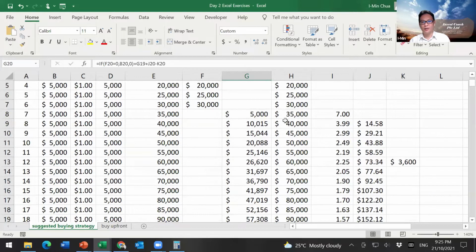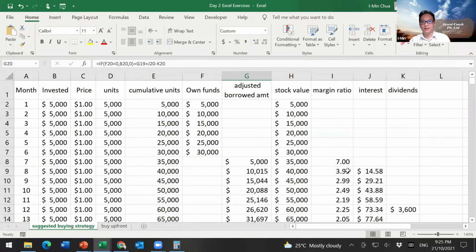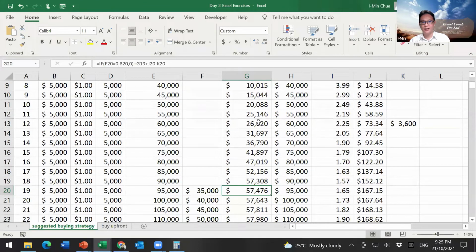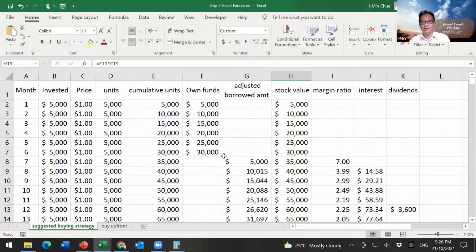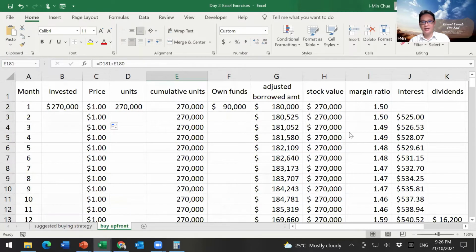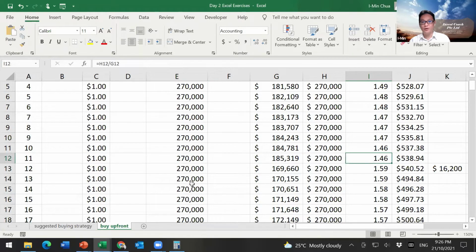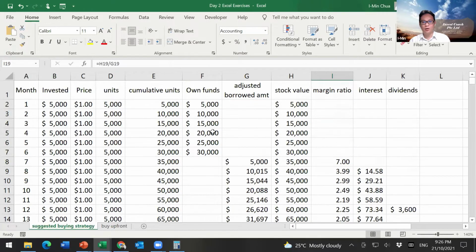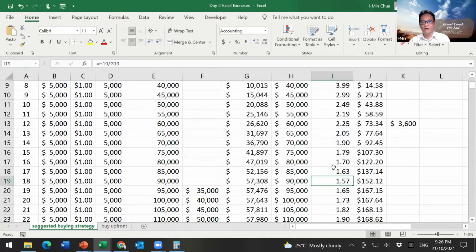Then of course the interest will come in. This interest is actually for the previous month, as you can see. So as I buy, the margin ratio will slowly drop. When I buy up to 90,000, that means margin up 3 times. If you are using margin up 3 times, my ratio is only 1.57. The lowest I hit is 1.57, whereas in this case, you can see the lowest it hit is 1.46. So if I do this method, the lowest it hits is 1.57.